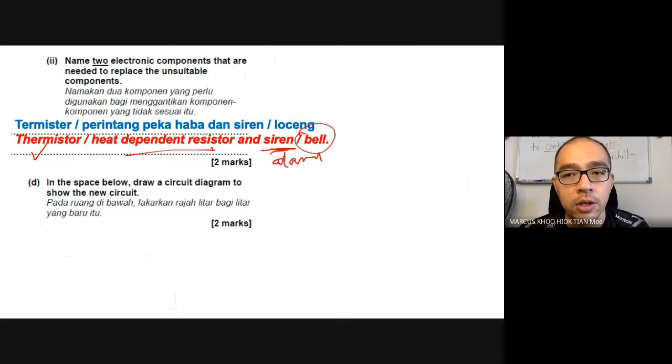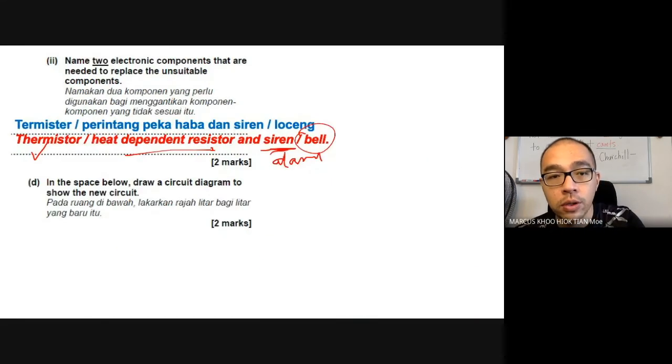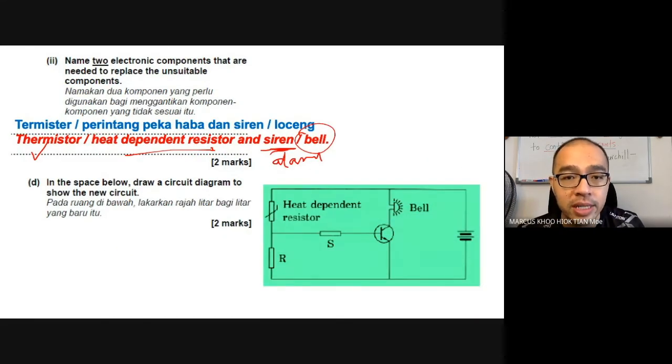Okay, in the space below, draw a circuit diagram to show the new circuit. Now, the biggest difference is that in this one, we have to move the LDR down here if we want it to light up during the dark. But in our case of the thermistor, we have to draw the heat-dependent resistor up here. And then you change the LED with this one.